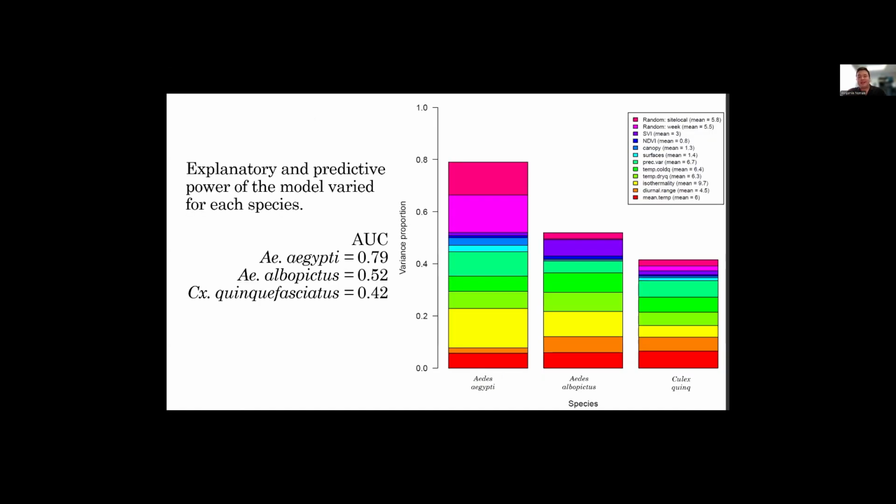And what we can see is that we can look at how much variance is explained by each of our environmental variables for each species in the entire model. And we see that Aedes aegypti performs the best. And interestingly, Aedes albopictus performed better than Culex quinx, even though there's a lot less input data. But I think that's because Culex quinx had a lot less variation over the environment. So it was harder to predict how it would respond.